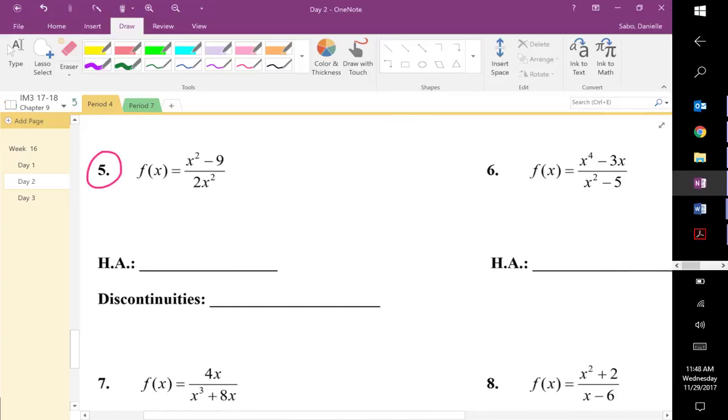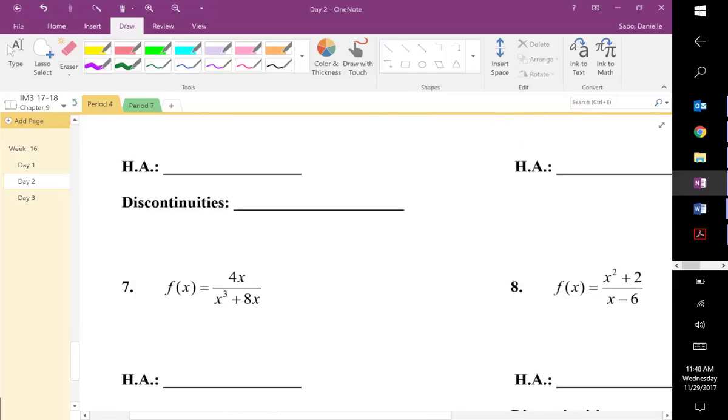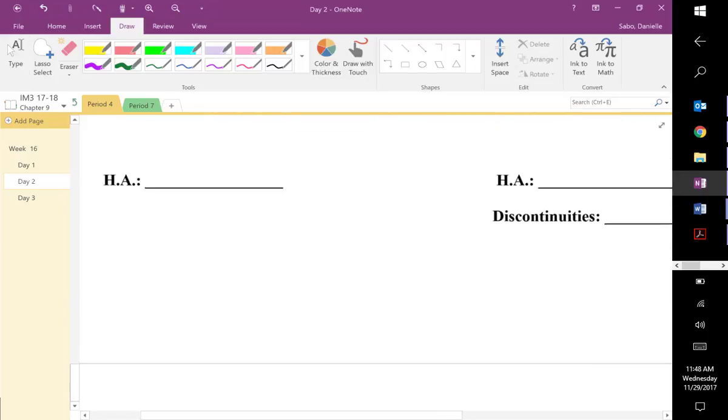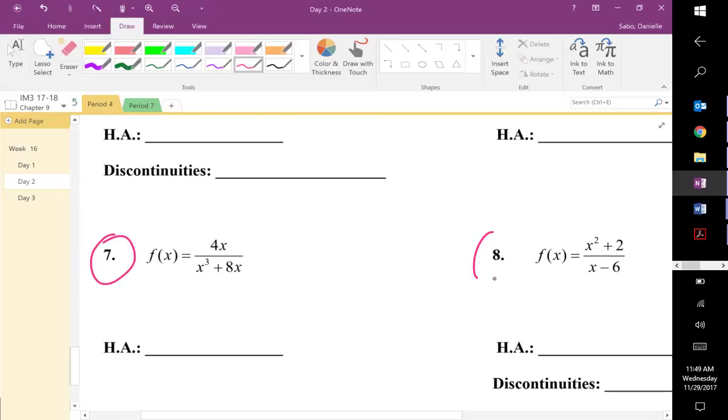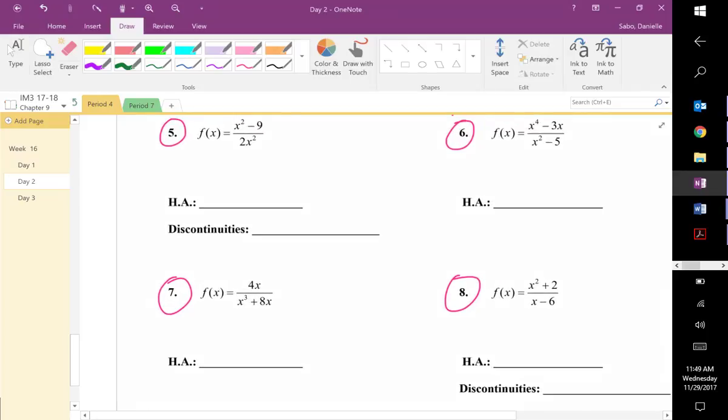Do number 5 and 6. You for sure can do 5. You can actually do all of them. I want you to do all of them: 5, 6, 7, and 8. You can work with someone or work alone, because I need to know if I need to help you right now. Do you need more help right now?